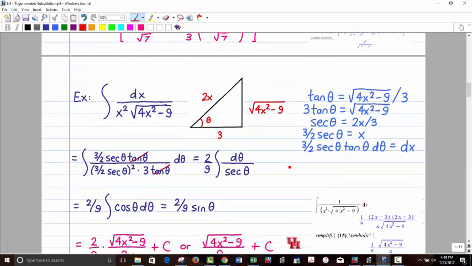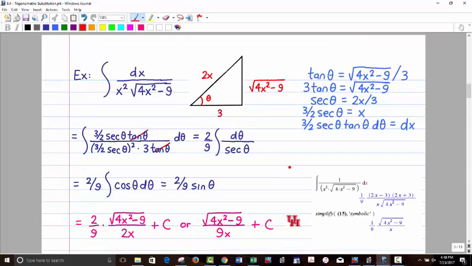Let's jump down to this next one. So let's see what we have here. We have dx over x squared times the square root of 4x squared minus 9. So I need to build me a triangle that has the square root of 4x squared minus 9 on it.